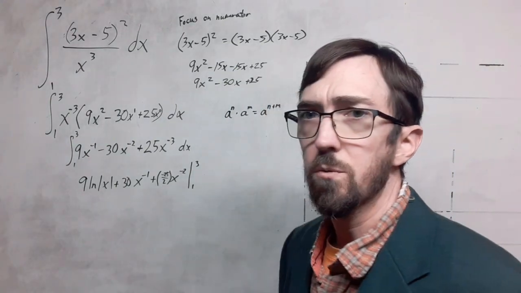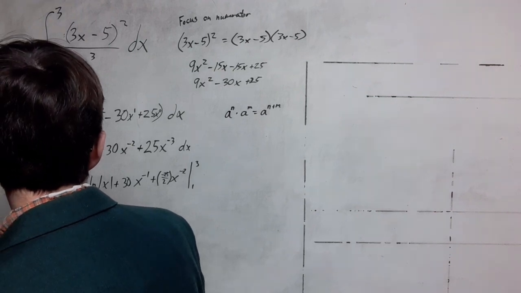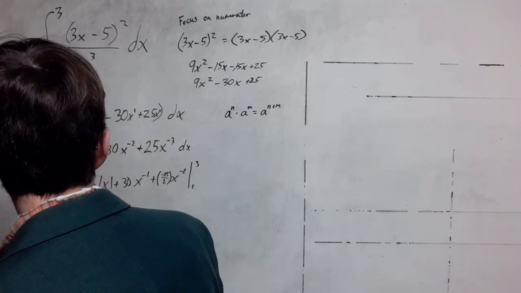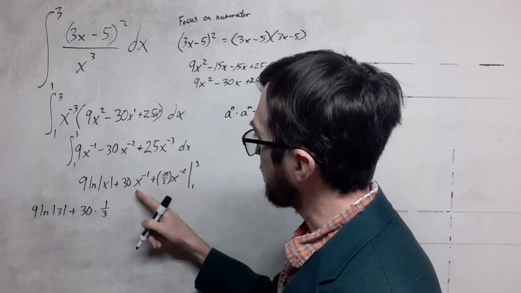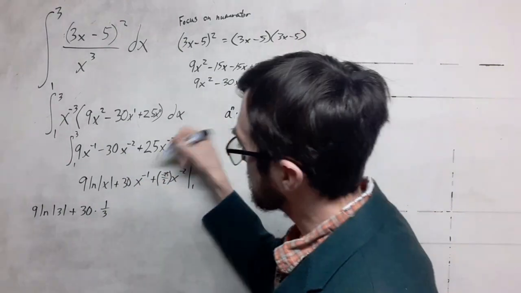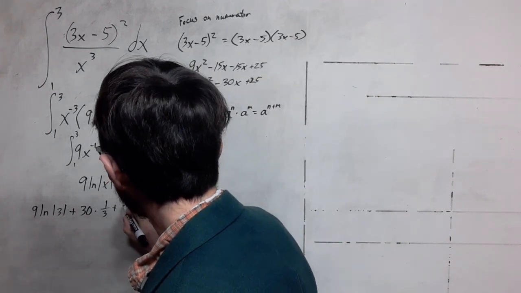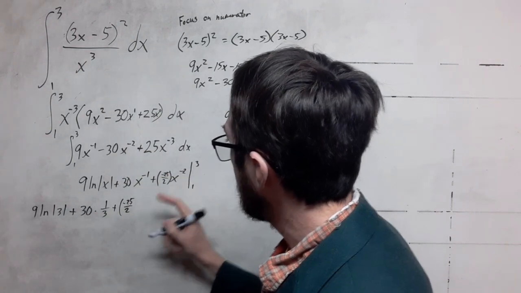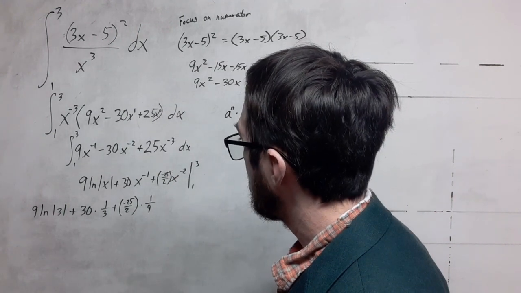So let's go ahead and work that out. So over here we have 9 log 3 plus 30. I'm going to write this as 1/3 here. This is x to the -1. We're plugging 3 into here, and then we would want the reciprocal of that. That's what the -1 indicates. So we're going to write this as 1/3 here. And then we have 3 is here. It's going to be squared, and it's a reciprocal, so we have 1/9 there.